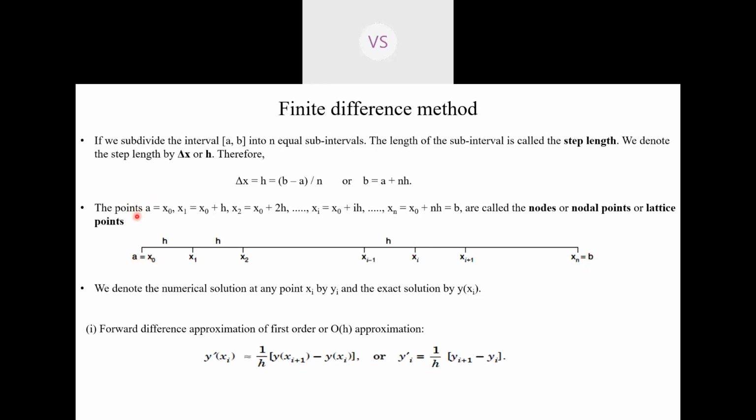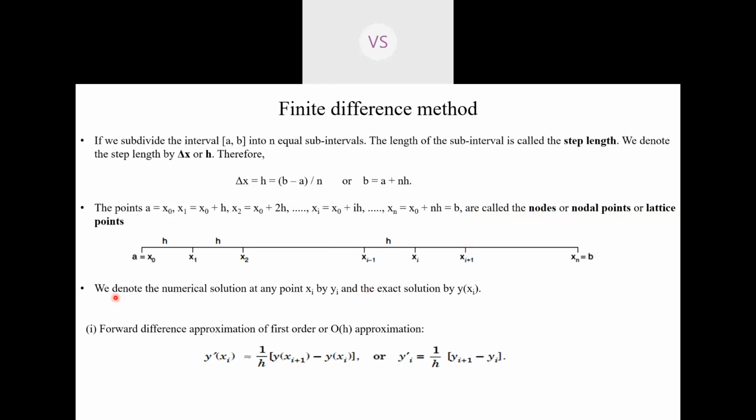The points: a is equal to x0, and x1 will be x0 plus h. So x2 will be x0 plus 2h. Like this we'll find up to xn, which will be x0 plus nh, which is equal to b. These are called the nodes or nodal points, or also known as lattice points.